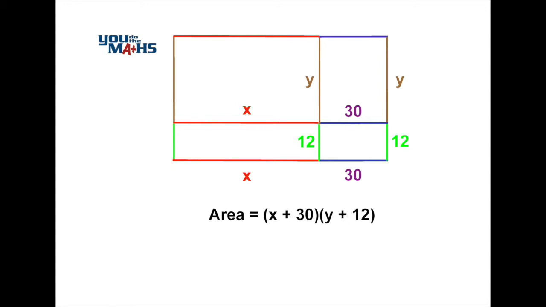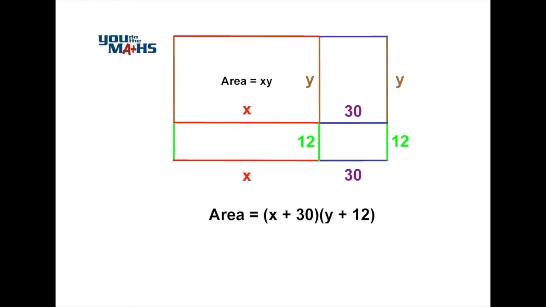So the area of the rectangle in the top left-hand corner is length multiplied by width, or in this case, x multiplied by y, or just xy. If we continue that process through for the other rectangles, we can see that the rectangle in the top right-hand corner will be 30 multiplied by y, the one in the bottom left-hand corner, x multiplied by 12, and the rectangle in the bottom right-hand corner, 30 multiplied by 12.